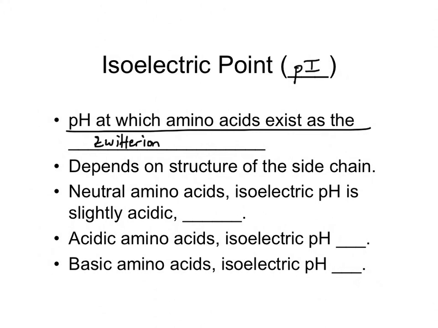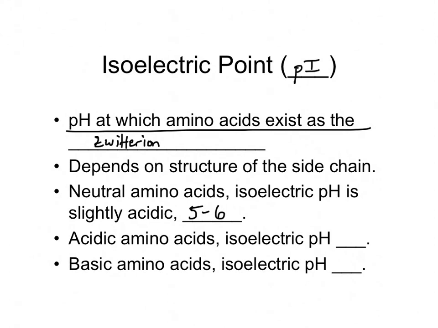And where that point occurs, at what pH that occurs, depends on the structure of that side chain. If our side chain has a carboxylic acid, that's going to be a different effect than if it has an amine that's a base, which is different than if it's neutral. So let's think about this. If the amino acid has a neutral side chain, so it's like an isopropyl group, it's not doing much of anything, that isoelectric point occurs kind of around 7, but a little bit more acidic. It's about 5 to 6. So at pH 5 to 6, we'll have the Zwitter ion.